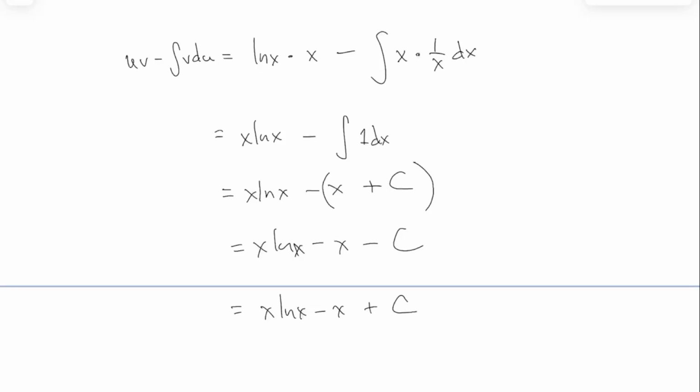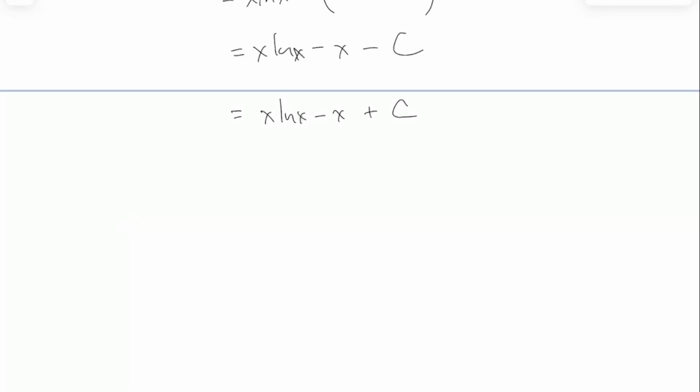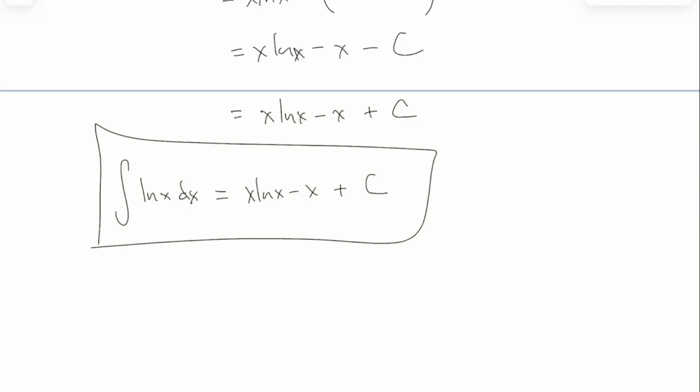All right, great. So this is integration by parts. This is actually an interesting formula. It doesn't come up very often, but you will see this written down in a typical box in a calculus book with a list of formulas. I would not expect you to memorize this, but this is a true fact. The integral of the natural log is x ln x minus x plus c.